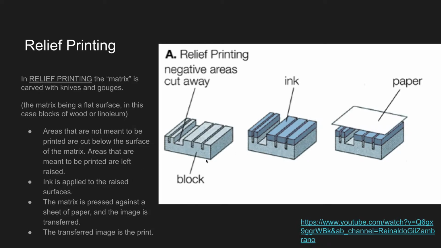So over here, referring to the second image, ink is applied to the raised surfaces. The third image, the matrix is pressed against a sheet of paper and the image is transferred. And then the transferred image is what we call a print. I've got a really great link here that we're going to go over, that we're going to watch, but first I want to show you a few prints.